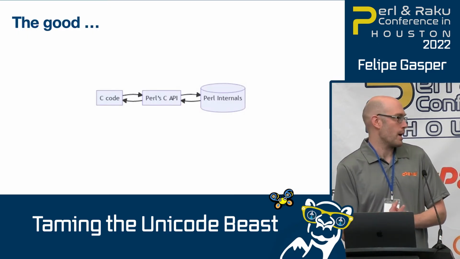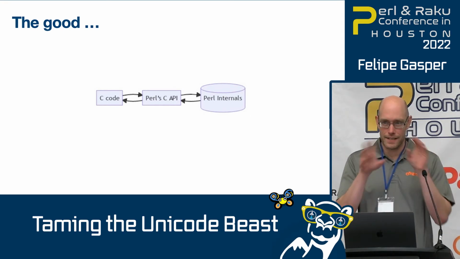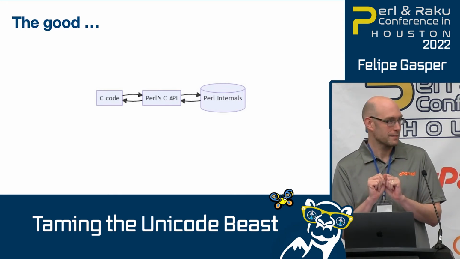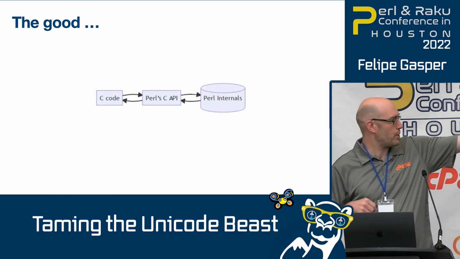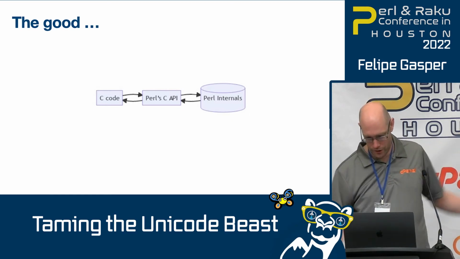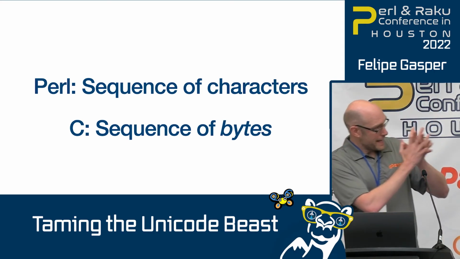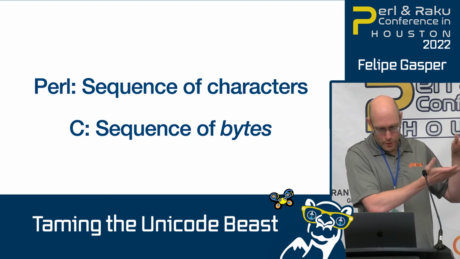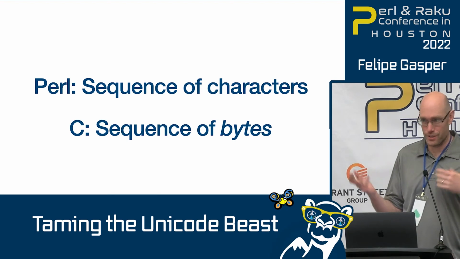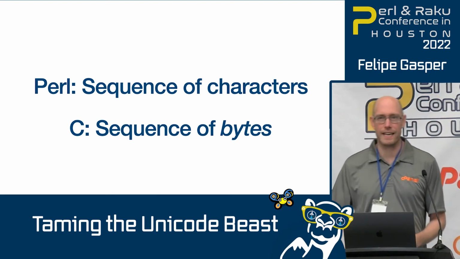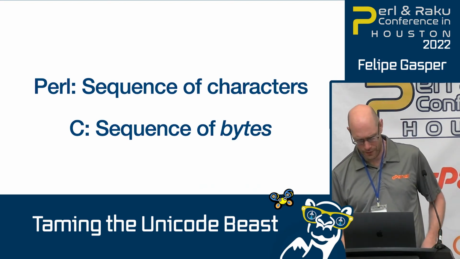This is the ideal of how it should work. The nice C code plays completely inside Perl's C API. And then Perl's C API deals with Perl's internals. So the C code over here doesn't deal with Perl's internals. And we've got that nice API doing this job of converting between those two models, where Perl's strings are sequences of characters, but C strings are sequences of bytes. Either zero delimited, or you've got some way of tracking how long the byte sequence is.